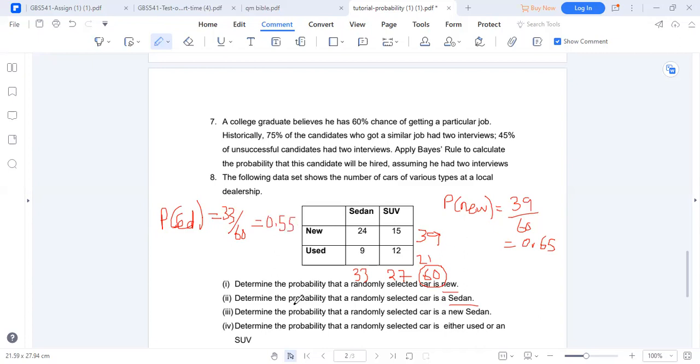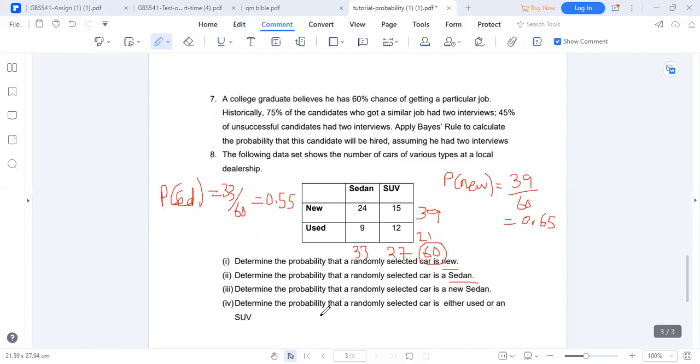Okay, we go to the gents now. Find the probability that a randomly selected car is new and sedan. What does that mean? It means 24 over 60. First, let's understand the grammar. New sedan is as good as it is new and it's a sedan. So the word "and" means what? Intersection. So a new sedan will be new intersection sedan.